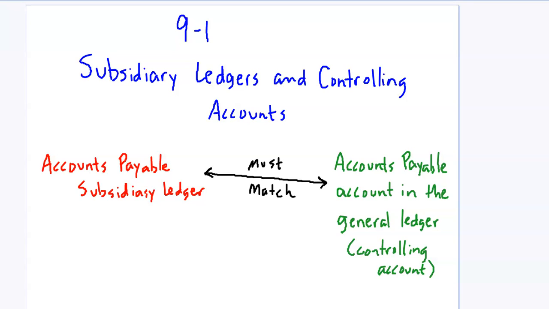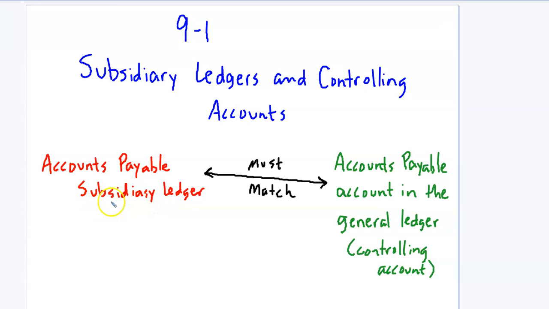So to get things started, we're going to do 2 lessons today. The first one is really short, lesson 9.1. And as you see on my slide here, the big takeaway from lesson 9.1 is this. We are going to be dealing with another ledger, and in a future lesson we'll add to this. But for today we're going to add another ledger, and it's called the accounts payable ledger. It's known as a subsidiary ledger.